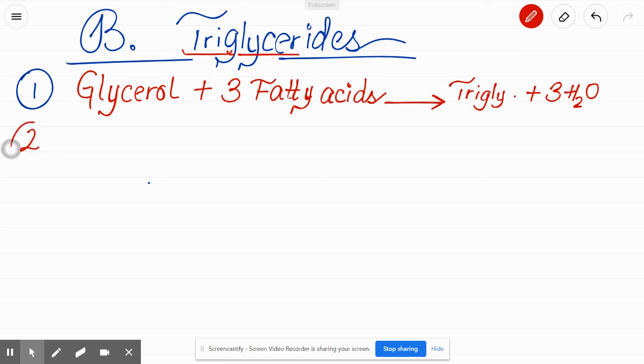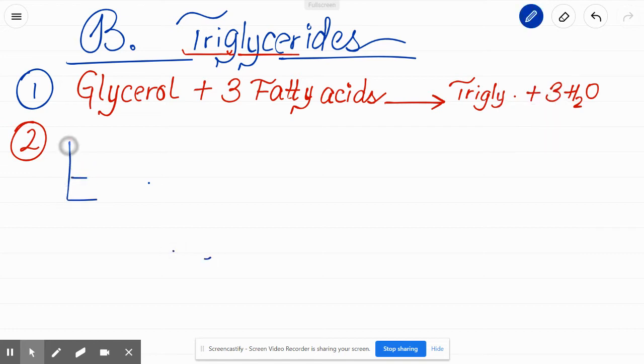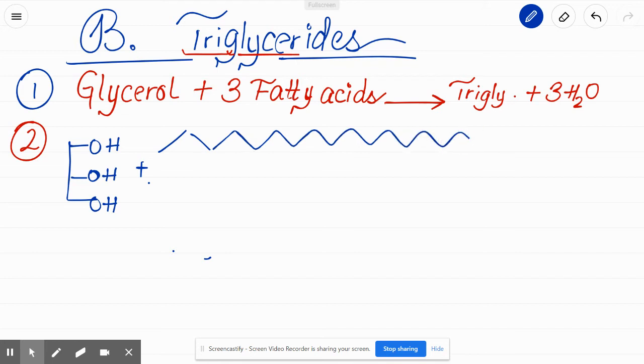Now we are going to take a look at the same thing in structural formula. So let us show you glycerol, and they are combining with three fatty acids. So let us draw structural formula for fatty acids that we have already looked at. So I'm on the first one, which is a saturated. No double bonds here.